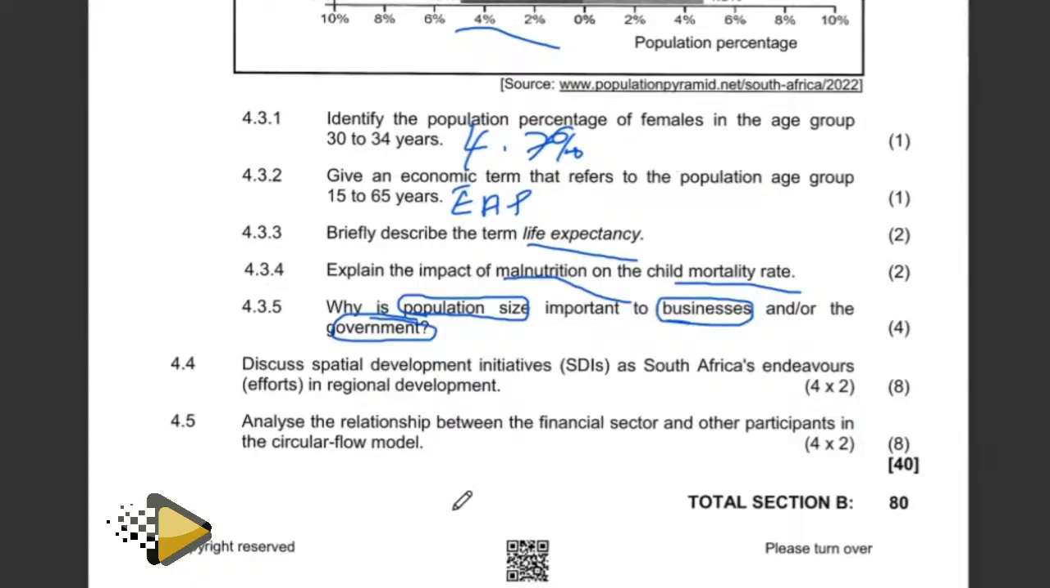Okay, the last question but not the least: analyze the relationship between the financial sector and the participants in the circular flow model. In the circular flow model, we refer to the flow of production, flow of income, as well as flow of expenditure. When you talk of the financial sector, we refer to the money market as well as the capital market. If you still remember, under the money market, that's where short-term loans are traded, but under the capital market, that's where long-term loans are traded.